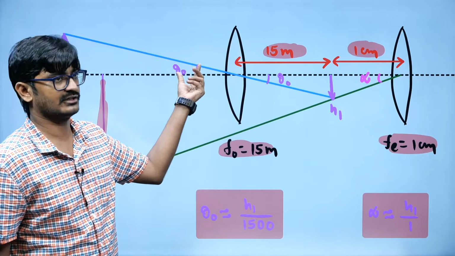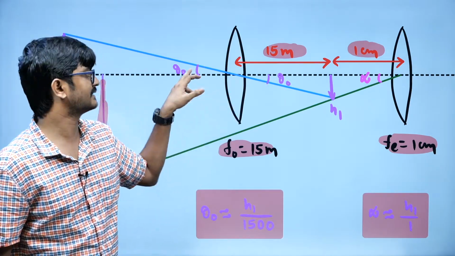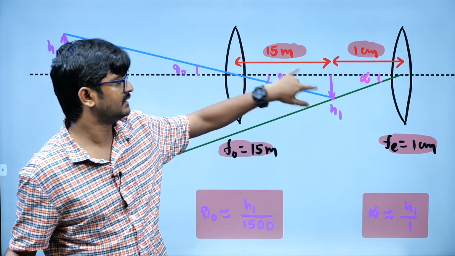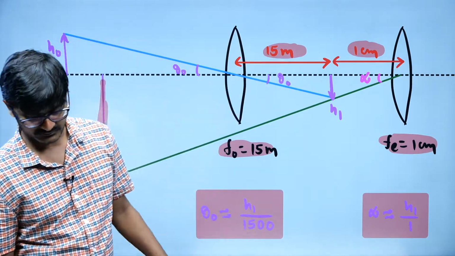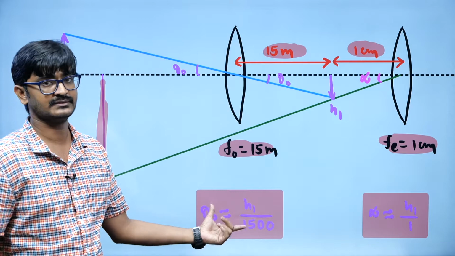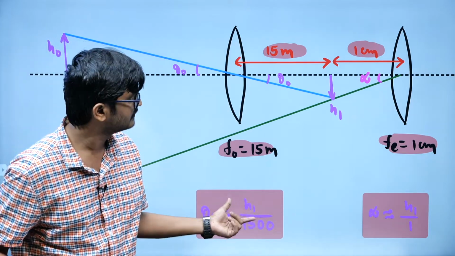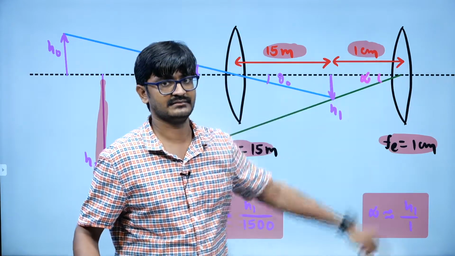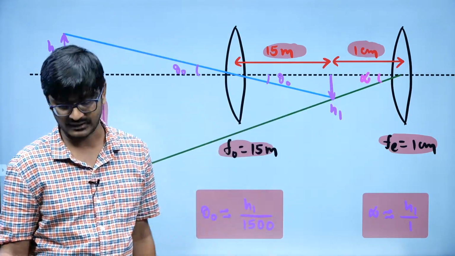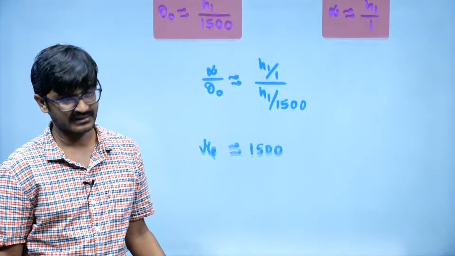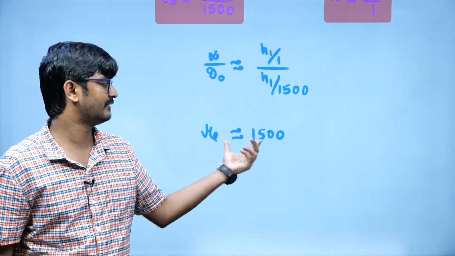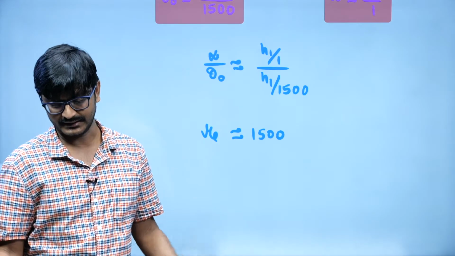It's like this theta naught, right? If this lens system is not there, the angle subtended will be this theta naught. What is theta naught? Theta naught is h1 by 15. Now this is going to be the angle subtended with my naked eye. I have converted everything into centimeter. Now what is alpha? Alpha is h1 by 1 centimeter, right? So if I take the ratio alpha by theta naught, I'll be getting 1500 times. So by using this instrument, I can magnify the angle subtended 1500 times.